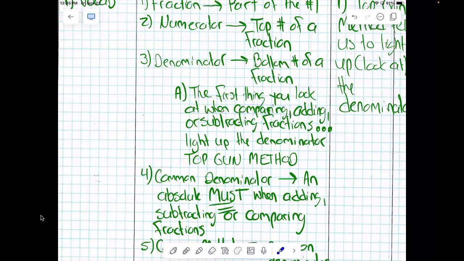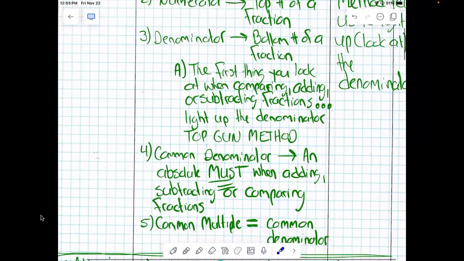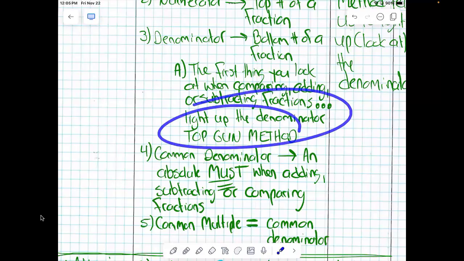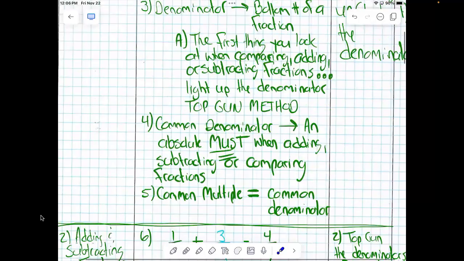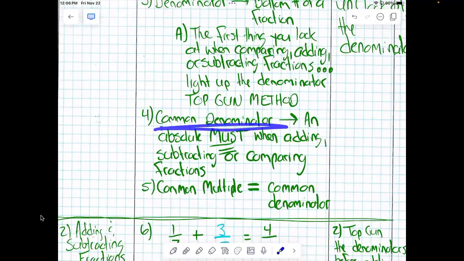True or false? True. We talked about the movie Top Gun, and we said in Top Gun there was some sort of trick where they wanted you to look at this girl on the screen every single time she was on the screen. I learned this when I was in college. They lit up her hair, right? Yes. So in fractions, what do we always light up? The denominator. So we call it the Top Gun method because we always light up or look at the denominator first, right? Yes.